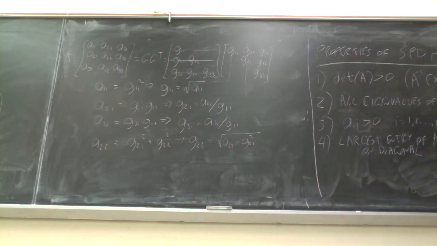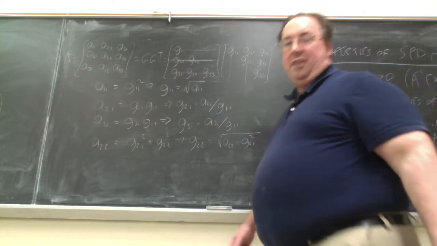So this may be not just a good way to compute this factorization, but also a way to determine if A is symmetric positive definite in the first place. Because if it is, then the process will succeed. A is symmetric positive definite if and only if this process succeeds, makes it all the way to the end without breaking down.